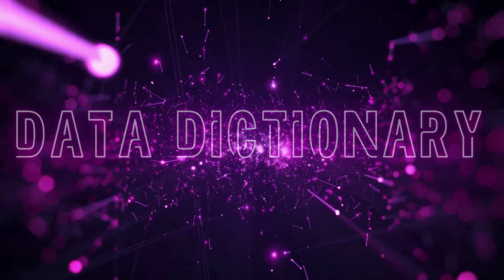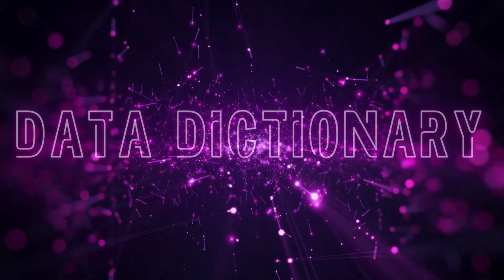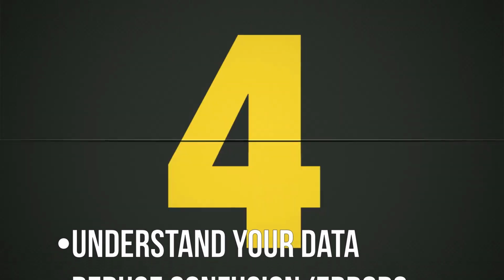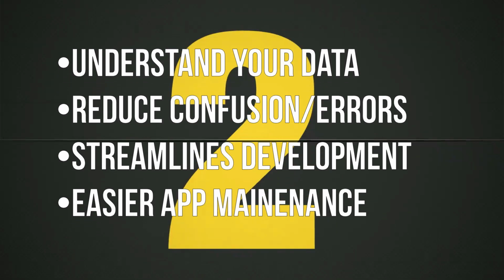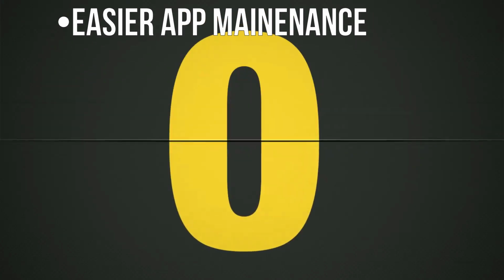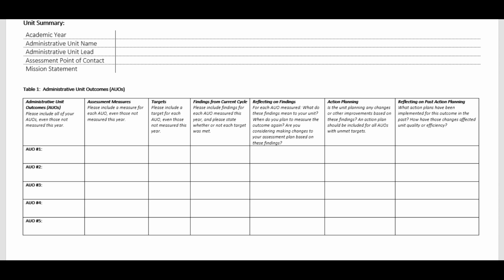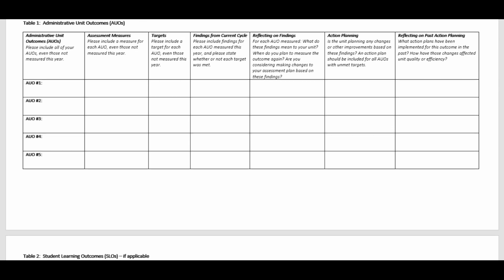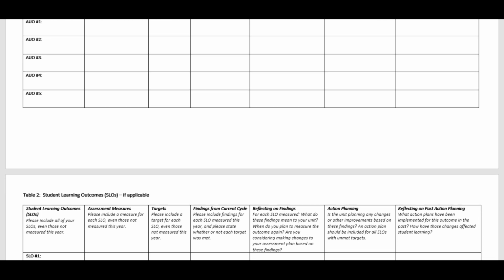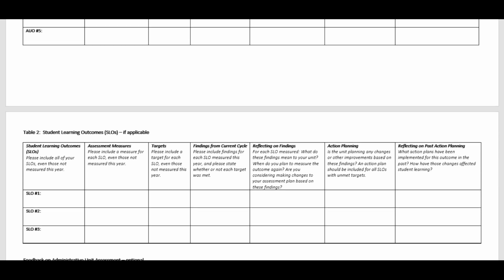The first step is to create a data dictionary. You can reuse the workbook for future apps. These are just 4 of the many ways this informational document helps you as the developer. Open your administrative unit assessment report template and refer to it for this phase. Although the form has 2 tables, we will ultimately rebuild them as 1.